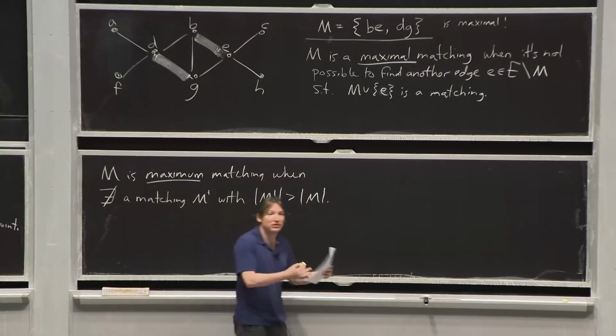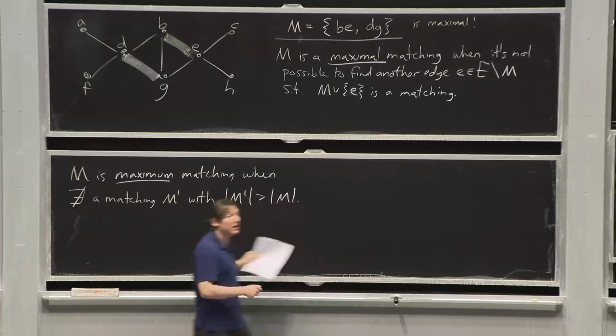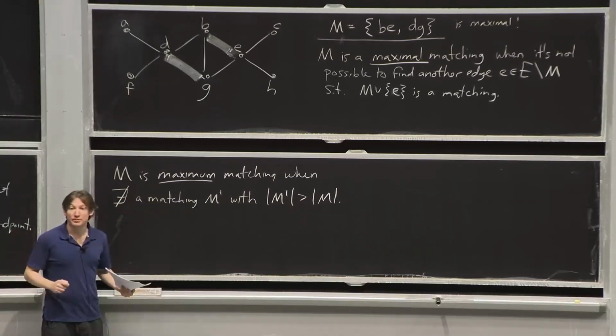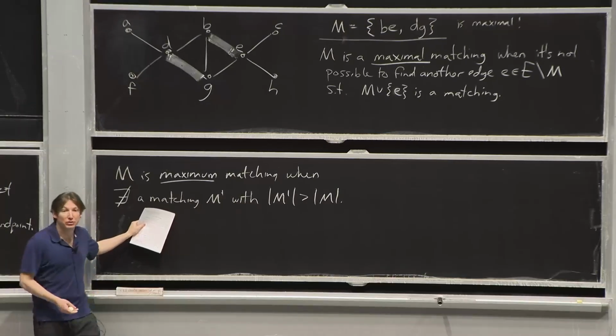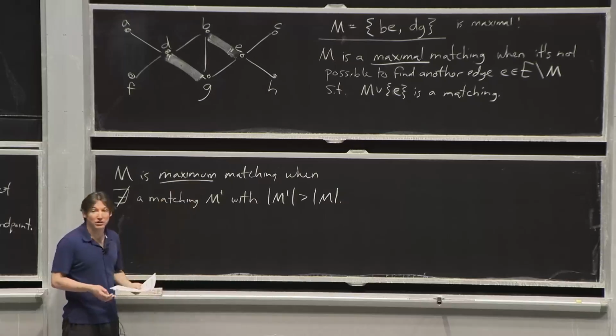Maximal is about local search. Can you make a single improvement by adding a single thing here? Maximum is a global property. Is it the biggest possible ever? And as you can imagine, finding a maximum matching or proving that a matching you have is maximum is a lot harder than maximal.